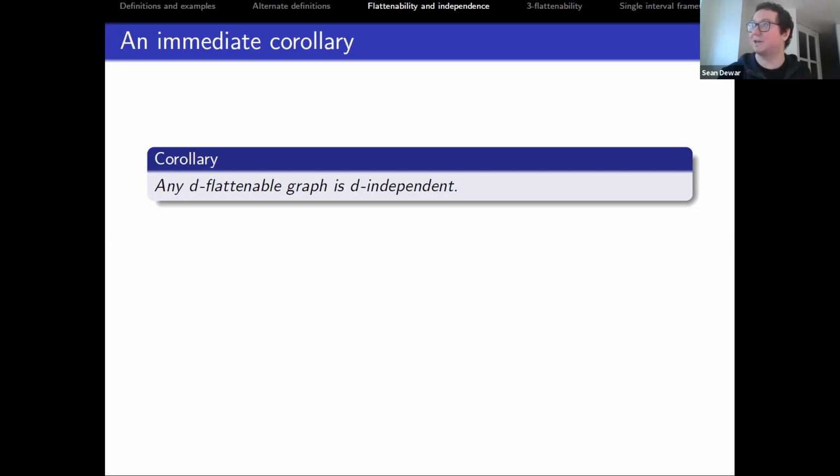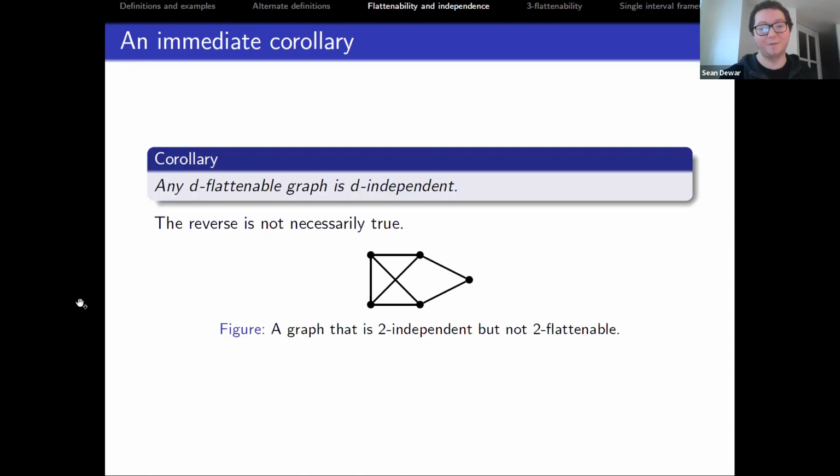The rigidity matrix is almost looking at the generic flattenability. Does there exist a generic framework that can be flattened? The reverse is, like I said, not necessarily true, and here is an example. This graph is 2-independent, but not 2-flattenable. It's not 2-flattenable because it contains K4 as a minor, because we can contract this edge here and we've got K4. And we've just said that K4 is not 2-flattenable.